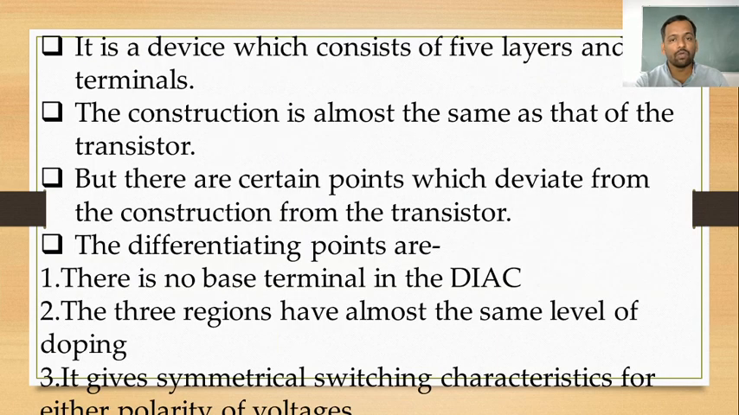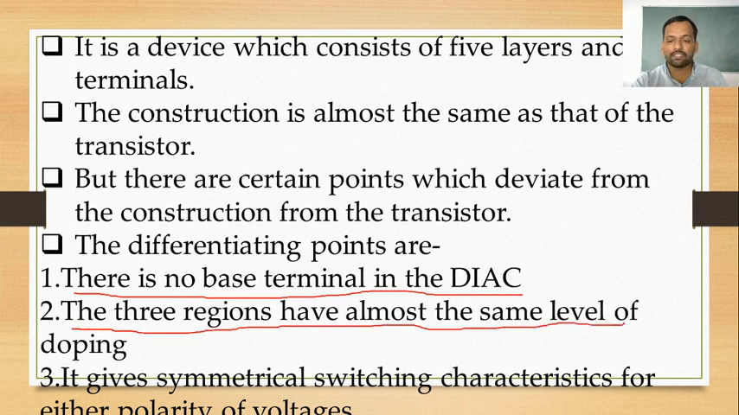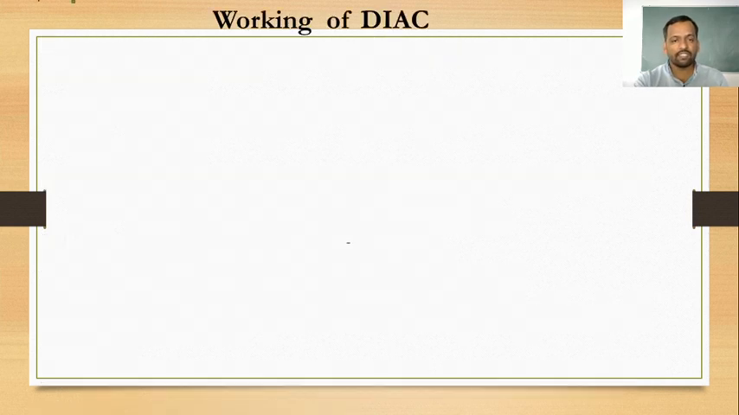Now, if we overview the construction of DIAC, it is a device which consists of 5 layers and 2 terminals. The construction is almost the same as that of a transistor, but there are certain points which deviate from it: there is no base terminal in the DIAC, as we already learned. The three regions have almost the same level of doping, and it gives symmetrical switching characteristics for either polarity of voltage. There is no effect of polarity on current flow from MT1 to MT2 or MT2 to MT1. Now we will see the working of DIAC.